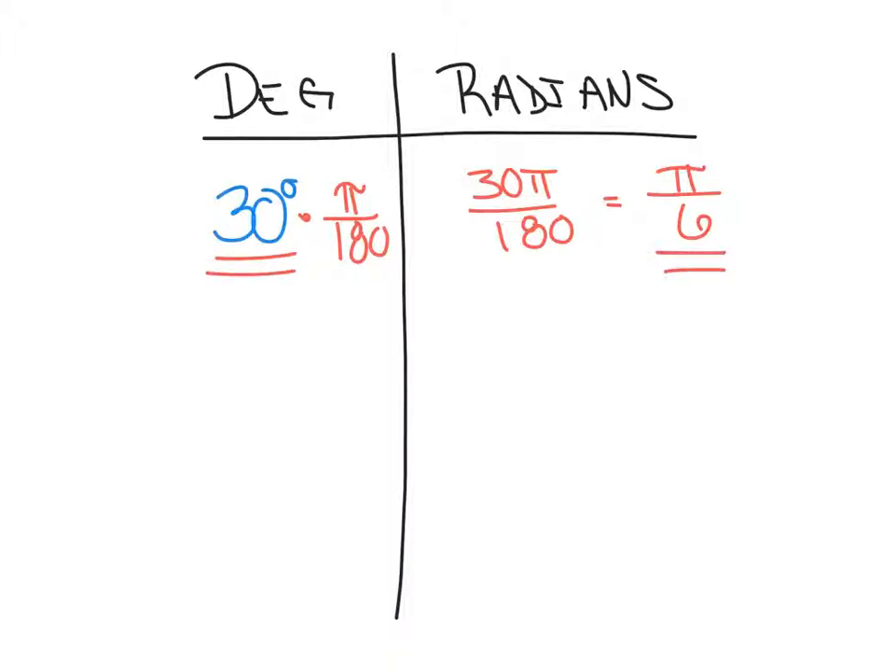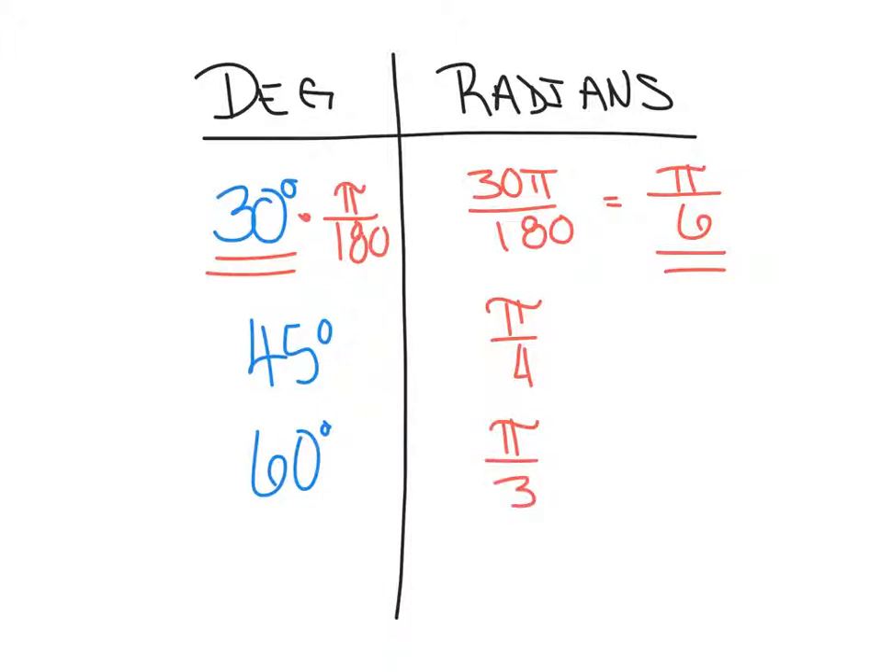How about, what if I gave you 45 degrees and we followed that same process of multiplying by pi over 180? That would reduce itself to pi over 4 radians. Or what if I gave you 60 degrees and we multiplied that by pi over 180? That would reduce really nicely to pi over 3 radians. What else could we try? We could try 90 degrees, and that would reduce nicely to pi over 2 radians.